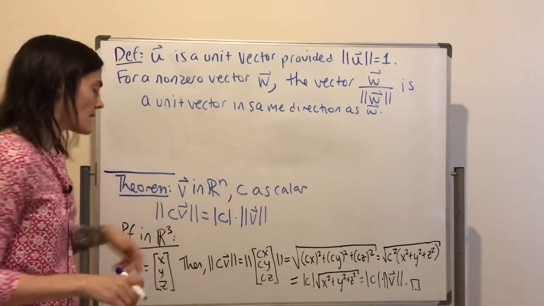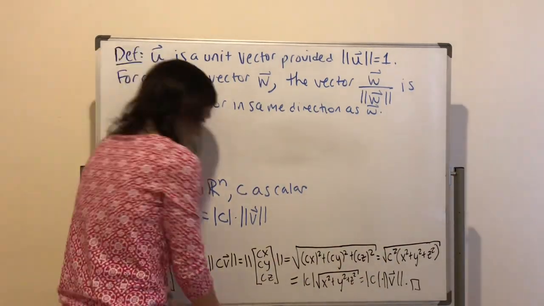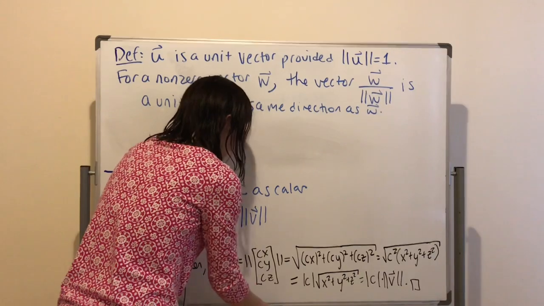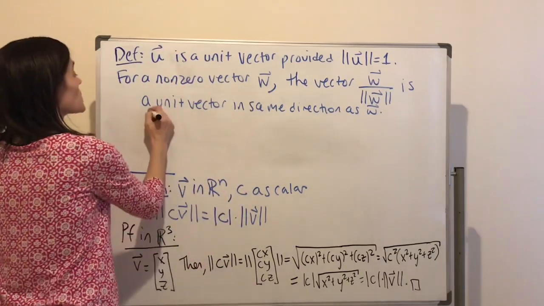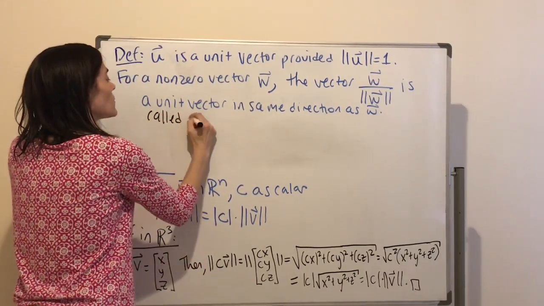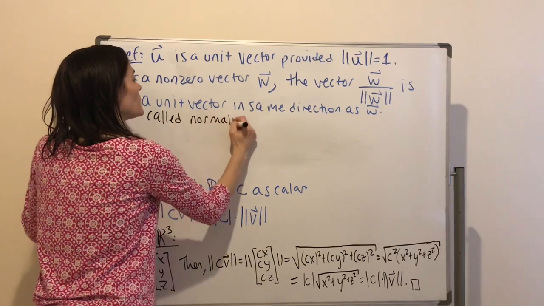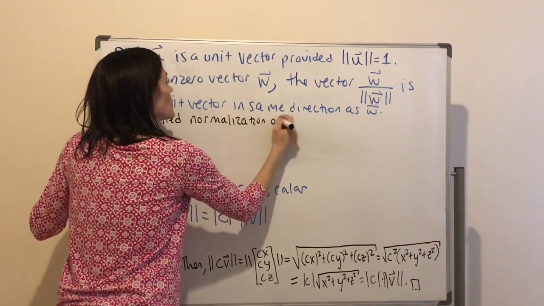And it's a unit vector, and this has a name. It's called the normalization. This is called the normalization of W. Okay.